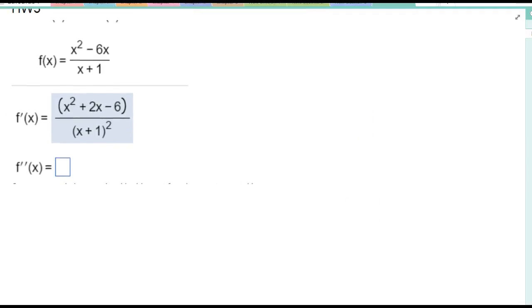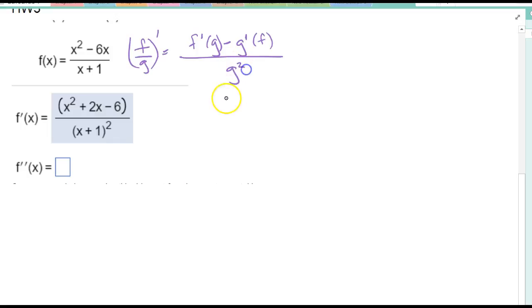So looking at this function, this is a quotient rule. If I name this f and g, if I want to take the derivative of the first function, hold the bottom function, minus the derivative of the bottom, hold the top, all over the bottom squared. And that's what it looks like was done here.